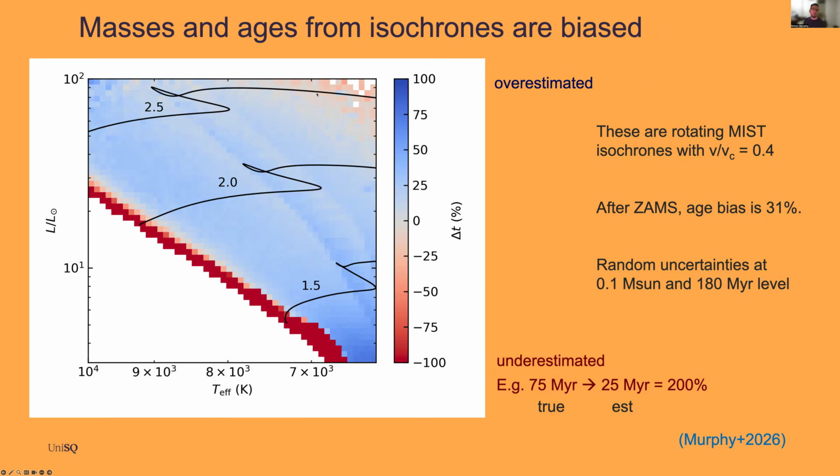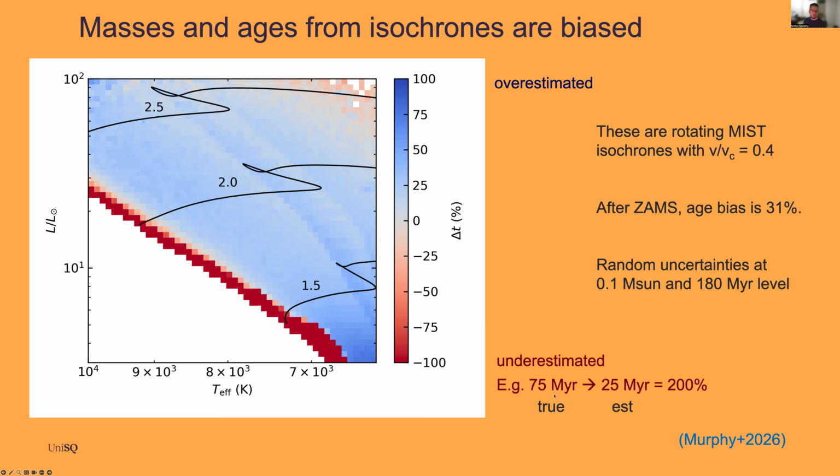This also means that the masses and the ages that we get from isochrones are biased. This figure shows the change in age that you infer when you use isochrones to interpret models that we have synthesized. So this uses MIST rotating isochrones, where the rotation is 40% of the critical rotation rate. So you can't get past this problem simply by using rotating isochrones. And the underestimations in age can actually exceed 100%.